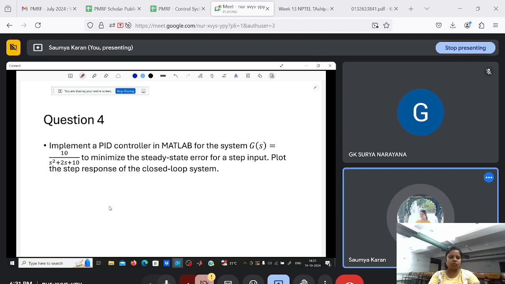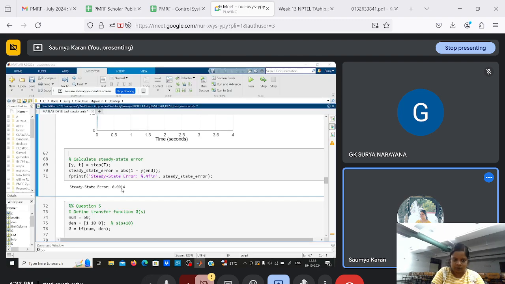Now we'll move to the next question. Given the transfer function G(s) equal to 50 upon s into (s plus 10), plot the Bode plot using MATLAB. From the plot, determine the gain margin and phase margin. Verify the stability of the system based on these margins.